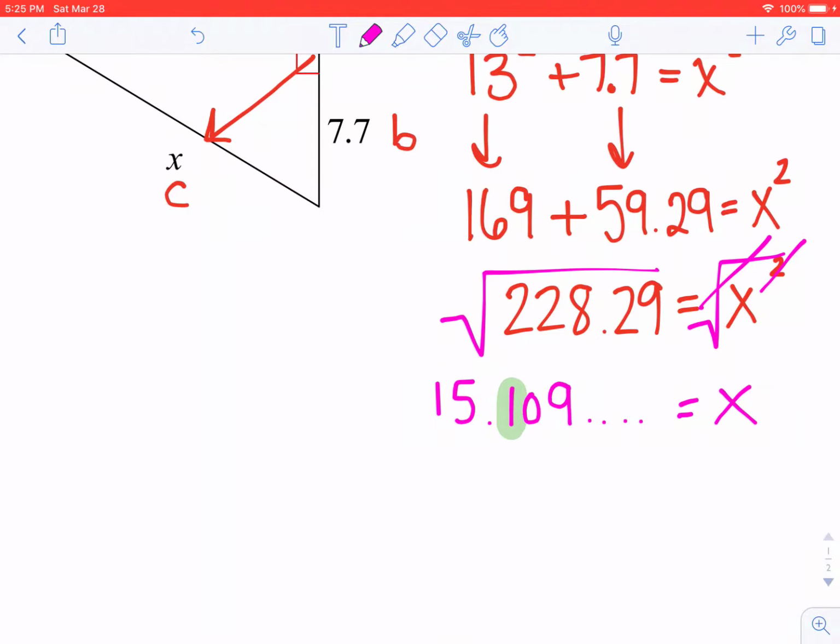If the number to the right of the 1 is a 4 or less, you let the 1 rest, meaning you leave it a 1. If it's 5 or more, you raise the score, meaning you make the 1 a 2. I'm looking at the number 0. That is 4 or less, so I'm going to leave it as 15.1, and I'm not going to write any other numbers after the 1.